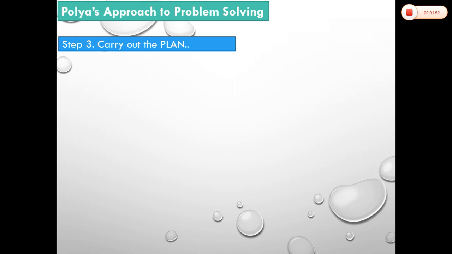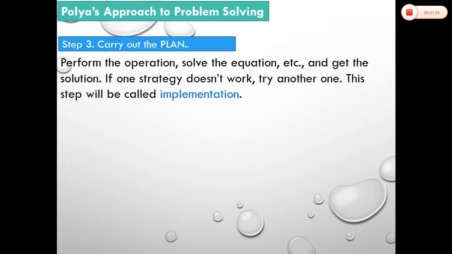Third step is carry out the plan. Perform the operation, solve the equation, etc., and get the solution. If one strategy doesn't work, try another one. This step will be called implementation.